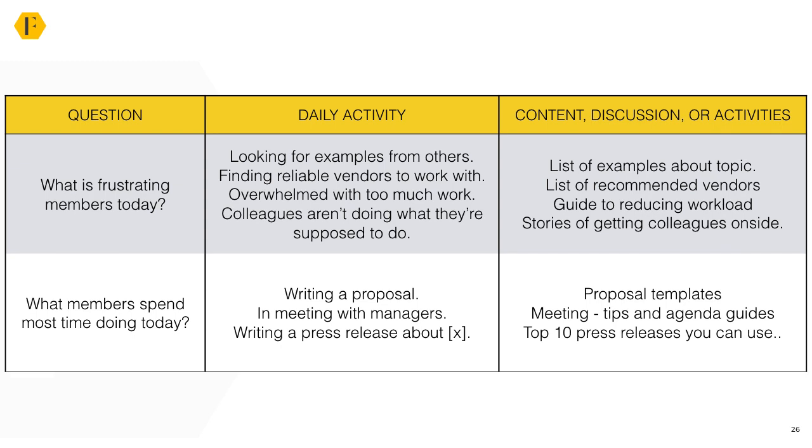Likewise, if colleagues aren't doing what they're supposed to do, you can ask your members to share their stories of getting colleagues on side. For writing a proposal, you can have proposal templates in your community. If they're spending a lot of time in meetings, you can have meeting tips and agenda guides. If people are writing a press release, you can have 10 examples of great press releases in your field. Once you really know what members need, it becomes a lot easier to figure out what activities are going to be in that journey that we're going to put together in a second.